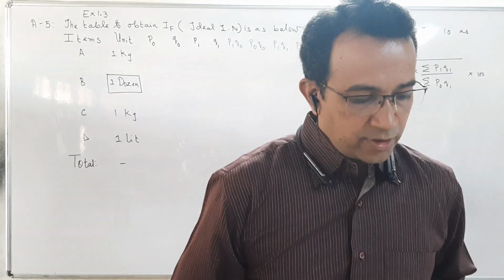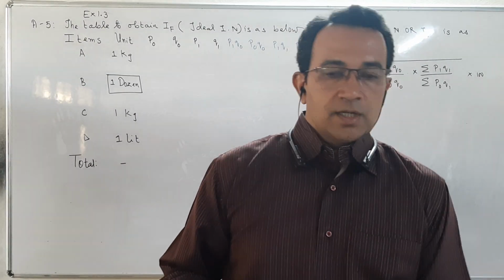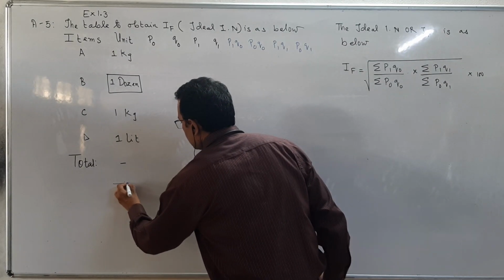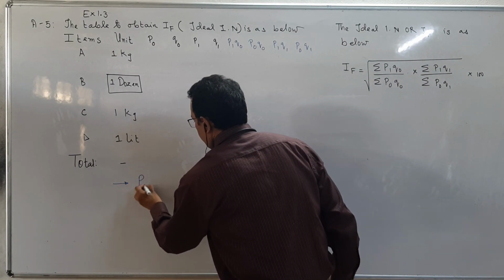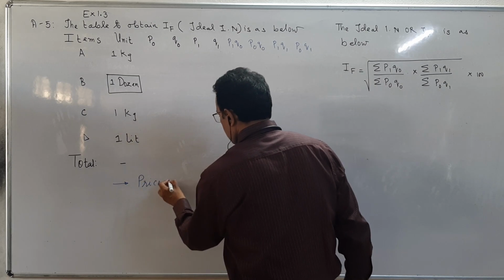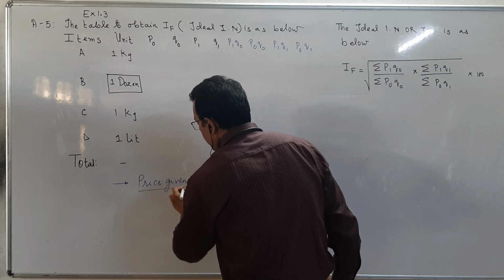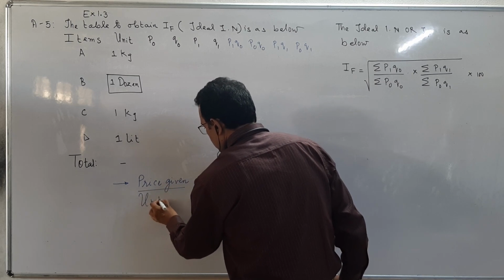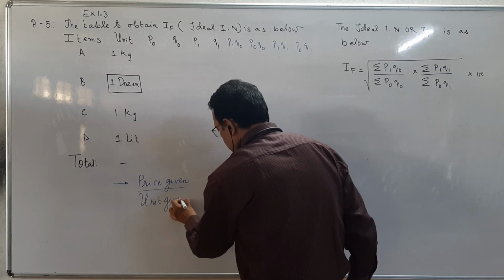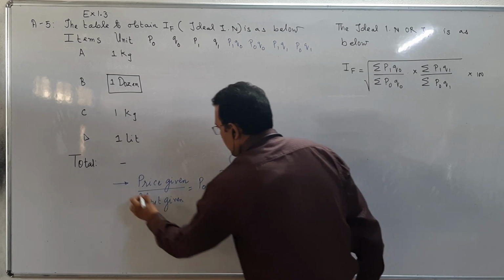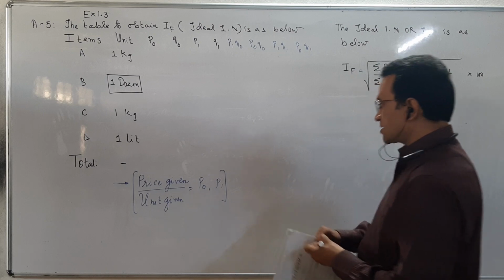Now students, I told you, we write the price given divided by the unit given and make the columns of P0 and P1. This I have been explaining since the last lecture.